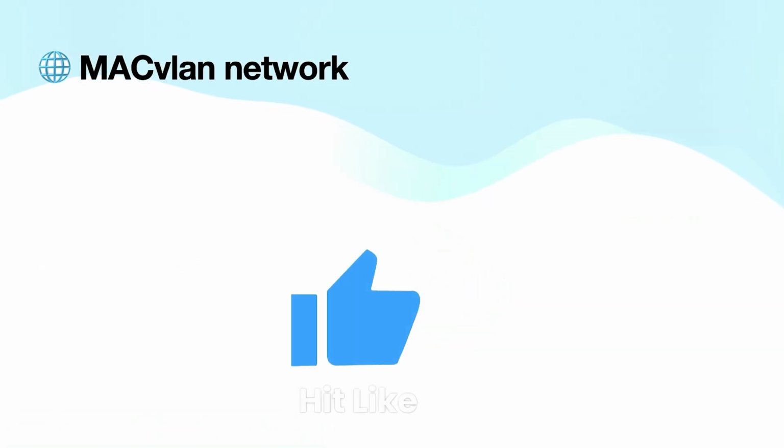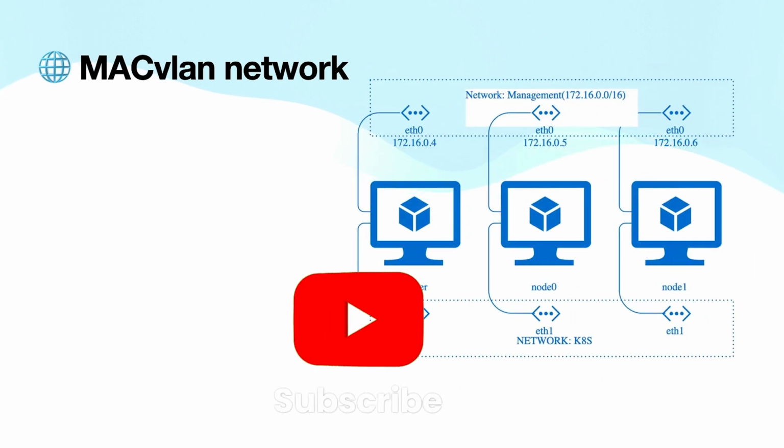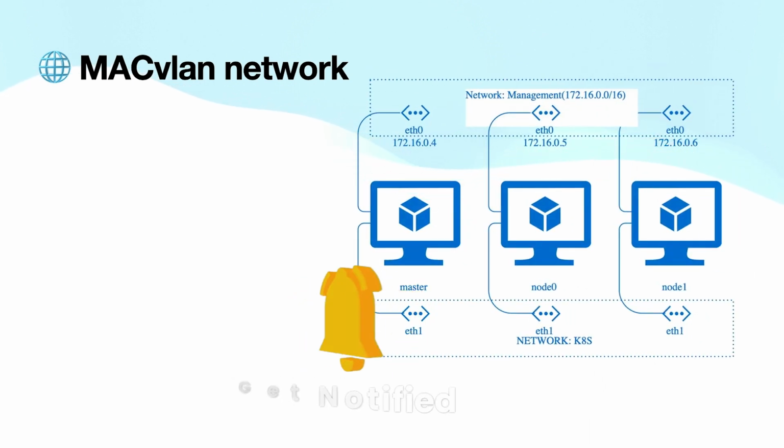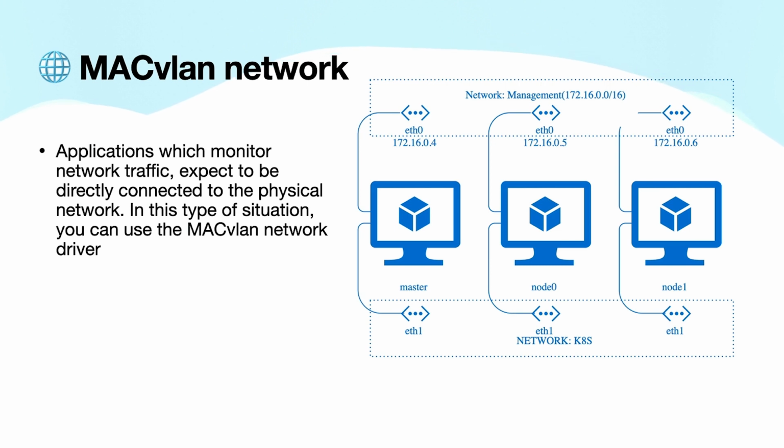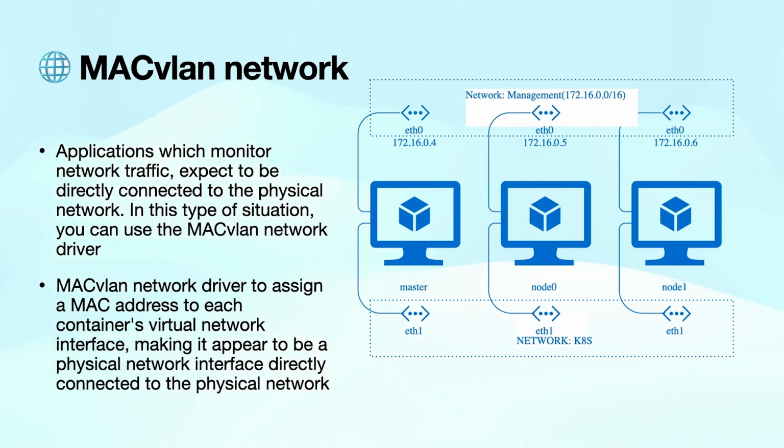Next, MAC VLAN network. So in this, each container will utilize one MAC address, and it will appear as a physical machine on the network, for applications which monitor network traffic and expect to be directly connected to the physical network. In this type of situation, you can use the MAC VLAN network driver, which assigns a MAC address to each container's virtual network interface, making it appear as a physical network interface directly connected to a physical network.